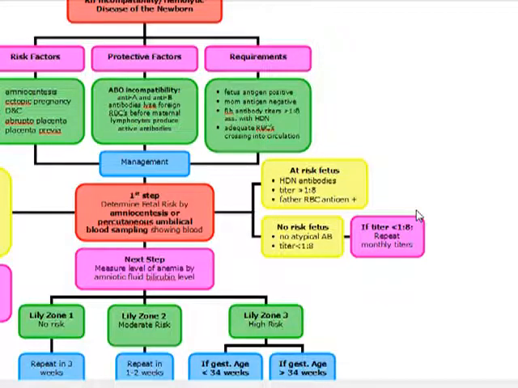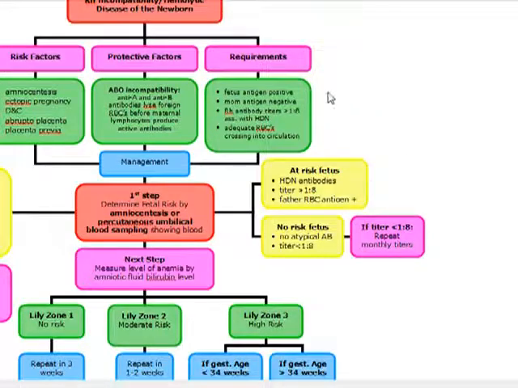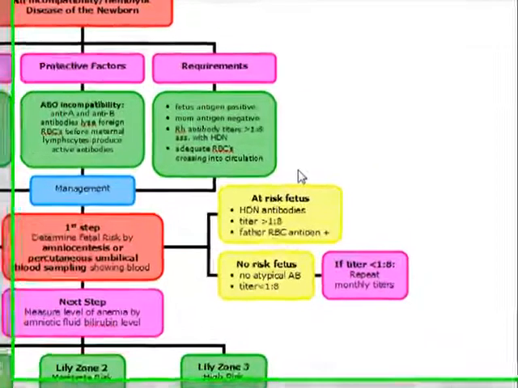Babies are not going to be at risk if there are no atypical antibodies and the titers are less than a ratio of 1 to 8. If the titer is less than 1 to 8, we're going to repeat monthly titers. So if the fetus antigen is positive, the mom antigen is negative, and they have adequate RBCs, but they didn't meet all the criteria because the titer is less than 1 to 8, we repeat monthly titers, and we manage them accordingly if the titers go over 1 to 8.